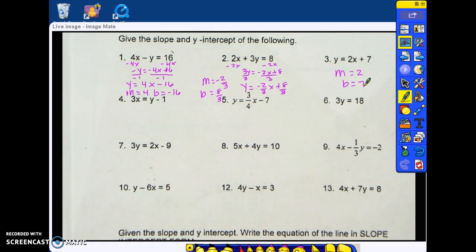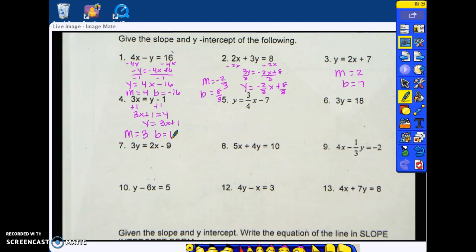For number 4, I know that we like to have our y on the left side, but since y doesn't have a coefficient, we can just add 1 to both sides. That gives us 3x plus 1 equals y. Because this is an equal sign, it doesn't matter that 3x plus 1 is on the left or y is on the right. We can easily switch those to get it in y equals mx plus b. So that gives us y equals 3x plus 1. And 3 is our slope. 1 is our y-intercept.